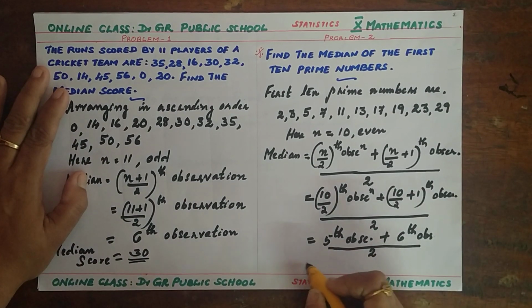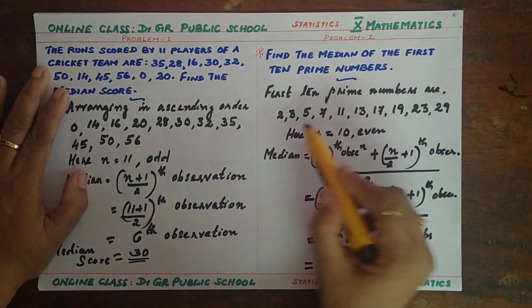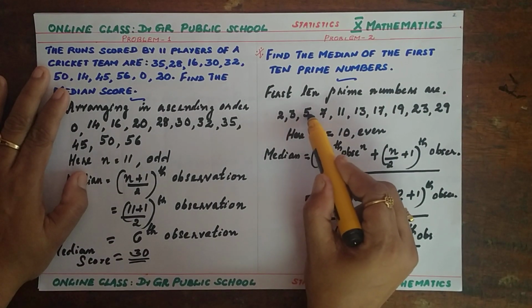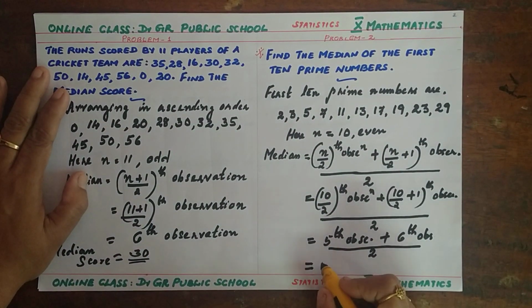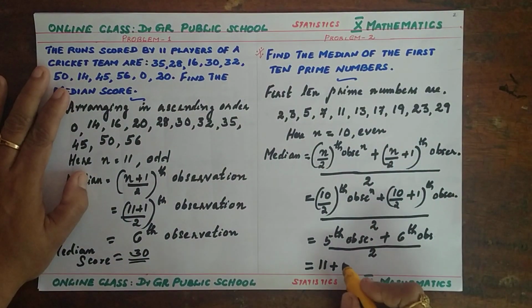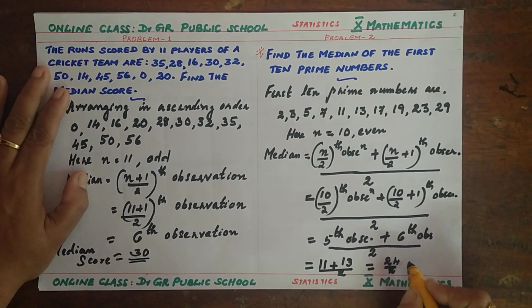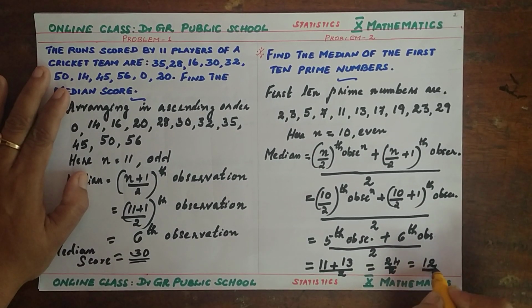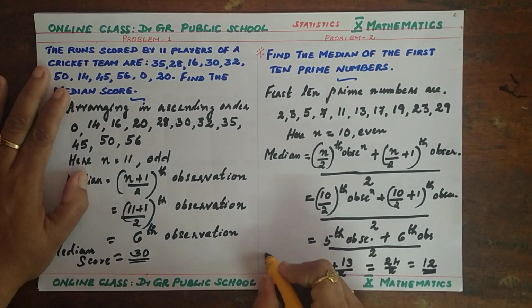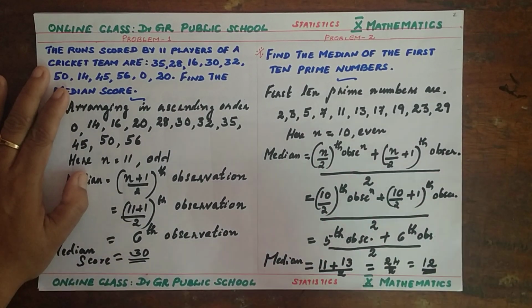I am going to write the 5th and 6th observation, which is the 5th observation after arranging: 1, 2, 3, 4, 5. The 5th observation is 11 plus the 6th observation is 13, the whole divided by 2, which is equal to 11 plus 13 is 24 by 2, which is 12. So what is the median of the first 10 prime numbers? Therefore, the median of the first 10 prime numbers is 12.